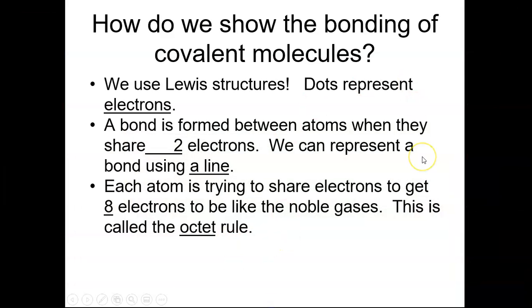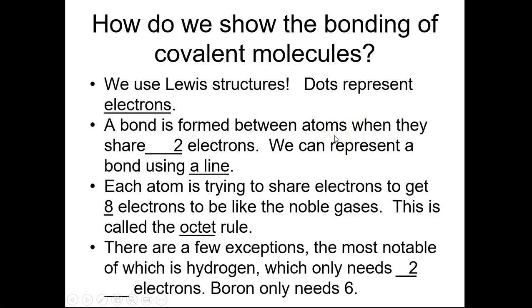All right, so every atom is trying to share electrons to get access to 8 electrons so that they can be like the noble gases, okay? We call this the Octet Rule. Now, there are a few exceptions. The most notable exception is hydrogen, which only needs 2 electrons, and boron is another exception, only needs 6. Hydrogen only needs 2 electrons because its nearest noble gas is helium, which only has 2 electrons.